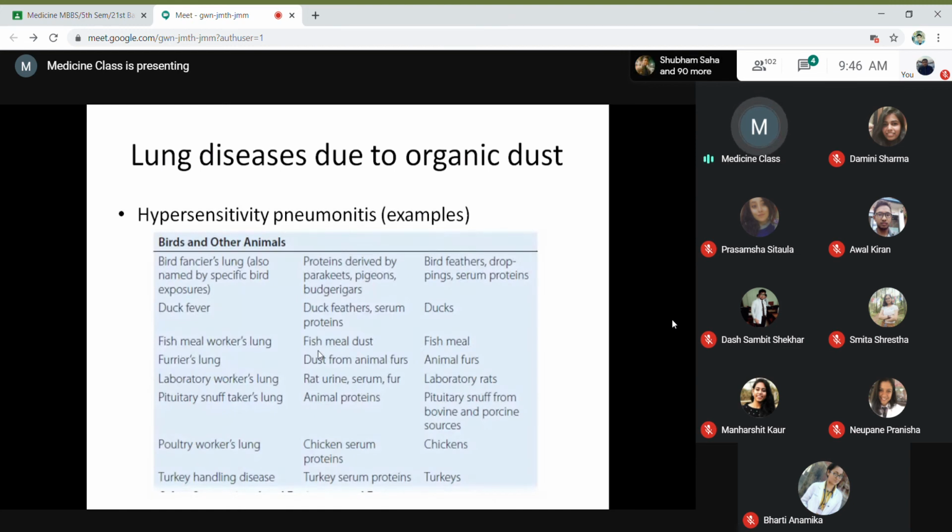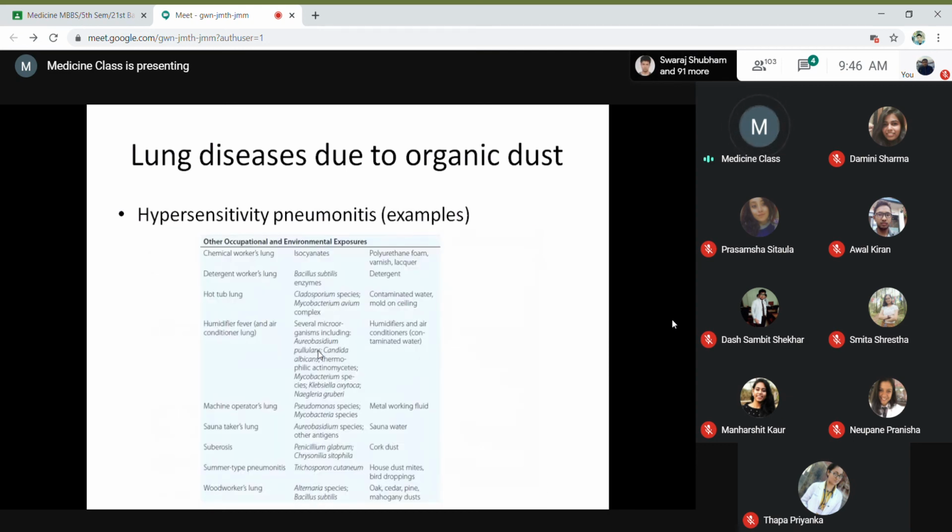Similarly, as we have said, it may be a result of some allergen or antigen produced from birds and other animals. For example, bird fancier's lung, duck fever, fish meal worker's lung, apiarian's lung, laboratory worker's lung, poultry worker's lung, turkey handler's disease. These are different antigens that may be responsible for occupational lung disease in these patients.